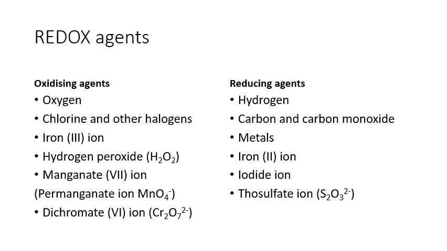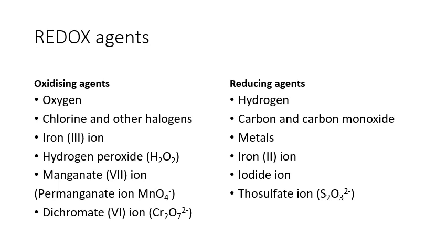So these are examples of redox agents. Oxidizing agents include oxygen, which makes sense really, chlorine and other halogens. That's why they're used in bleach, for example, to oxidize your whites. Iron 3 ions, hydrogen peroxide, again quite a famous oxidizing agent, especially in biology. The manganate ion, for example the permanganate ion, MnO4-, and dichromate, Cr2O7 2-, which we looked at in the previous slide.